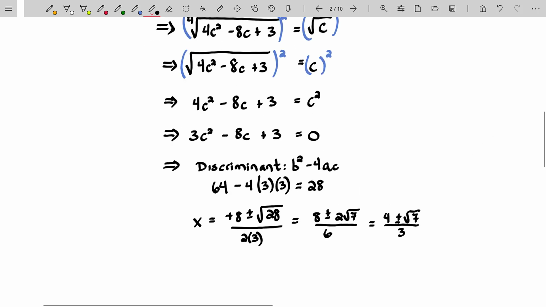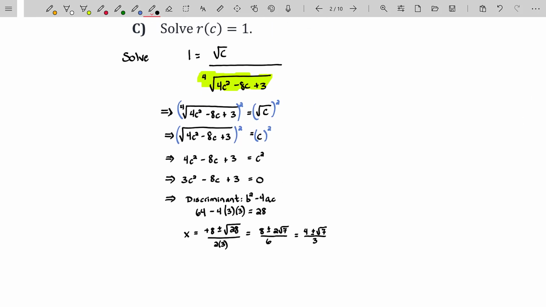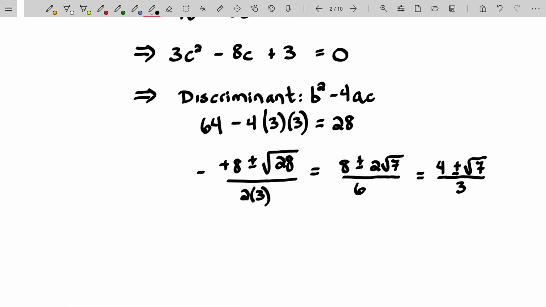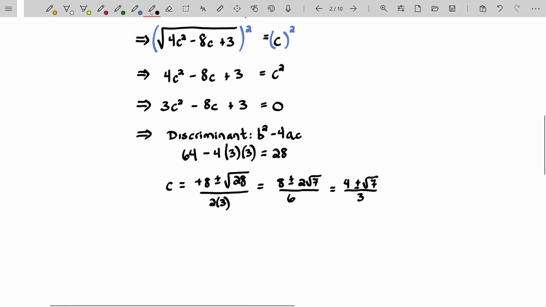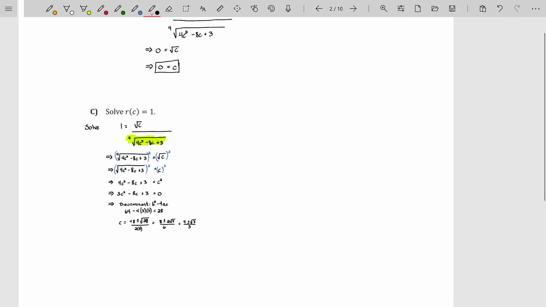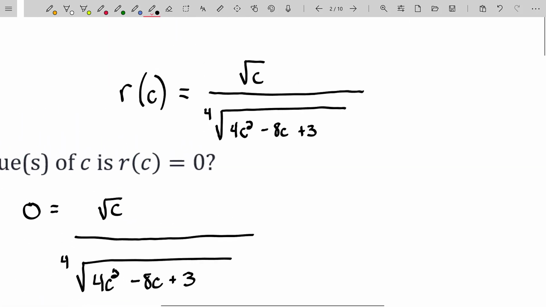But remember what I said earlier. When you start squaring both sides of an equation or multiplying both sides of an equation by variable expressions, you've got to check your answers. The other thing I should mention here is I wrote down x, and the reality is it's c. So let's go ahead and look back at the original function to determine if either of these solutions are viable.